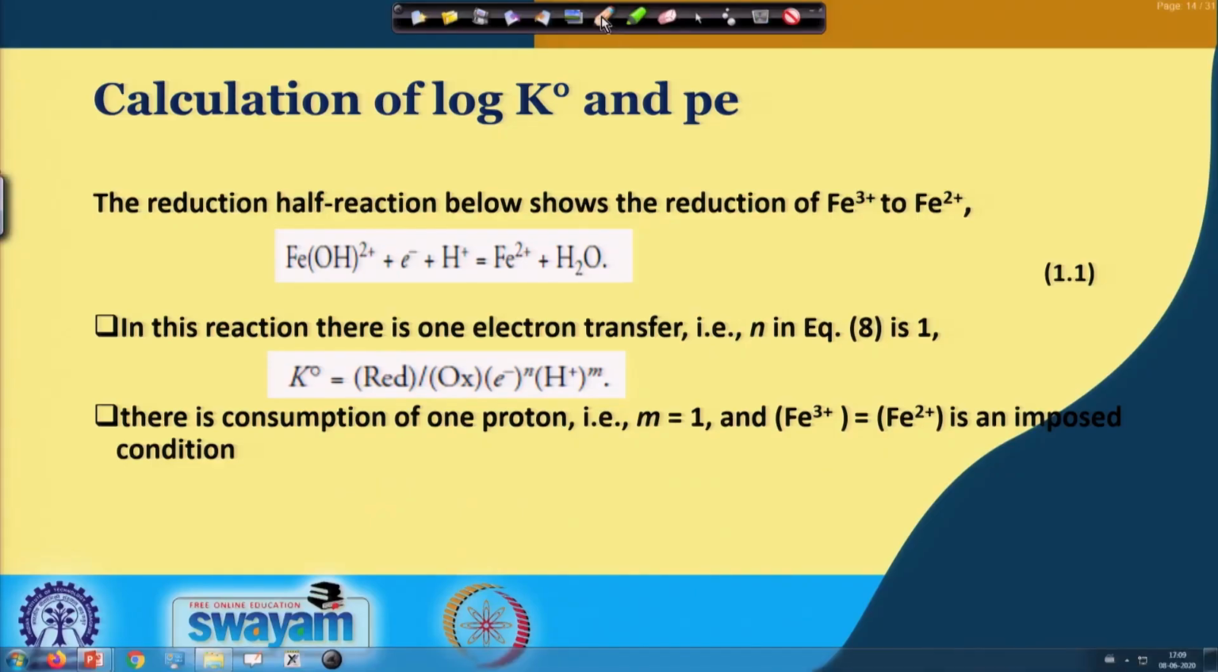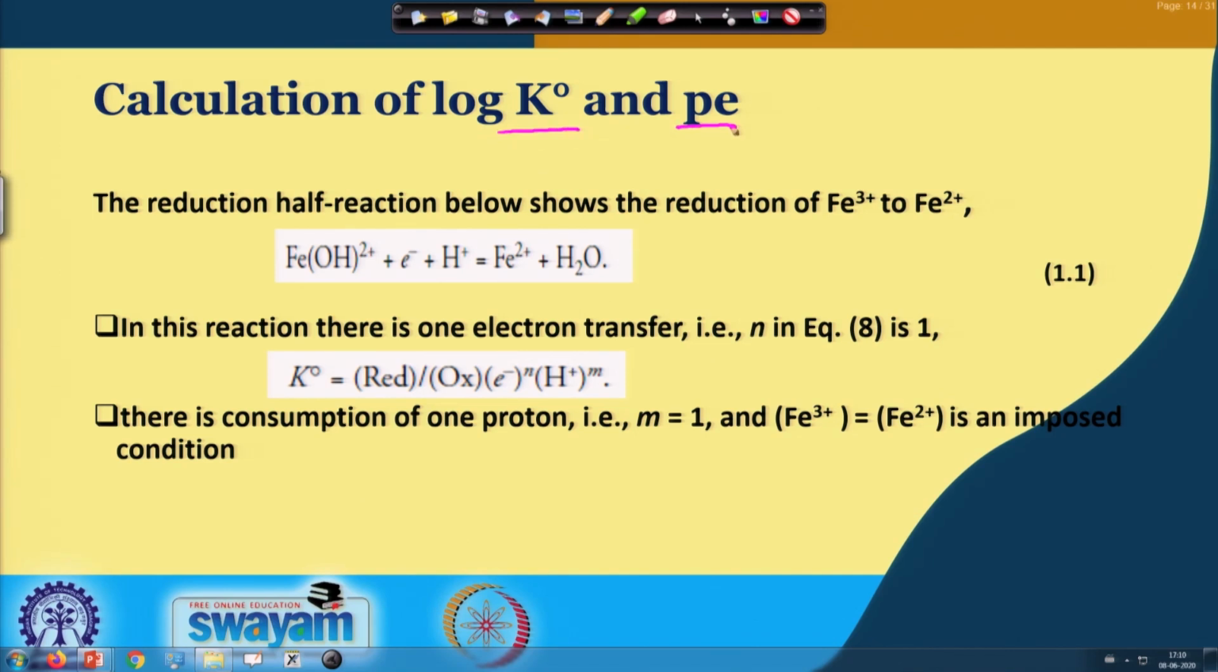Now, in this lecture we will be talking about calculation, how to calculate the log of K0 and pE, what is their actual relationship, and then we will try to discuss the actual chemistry of submerged soils. Also I will try to discuss the practical implication of these Eh values as far as the soil chemistry is concerned. So, let us start with this calculation of logarithm of equilibrium constant and the pH.